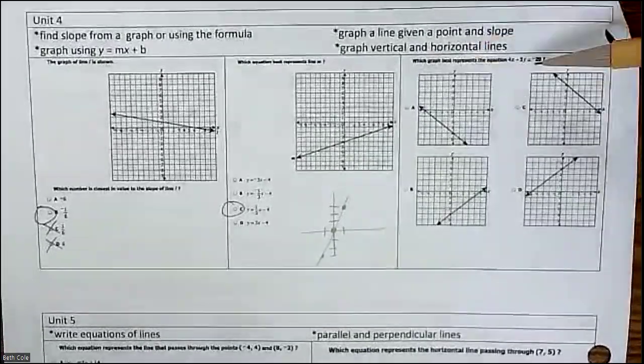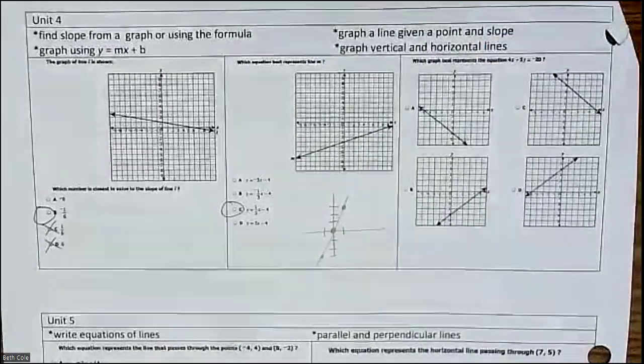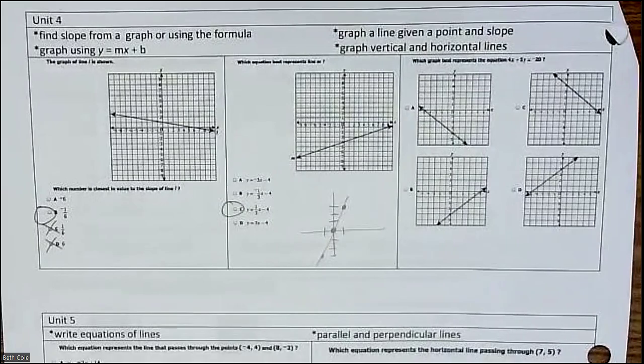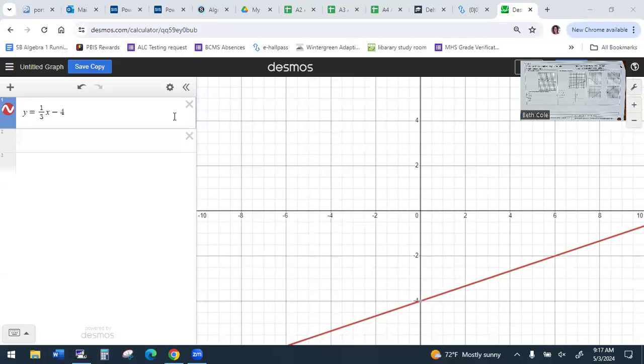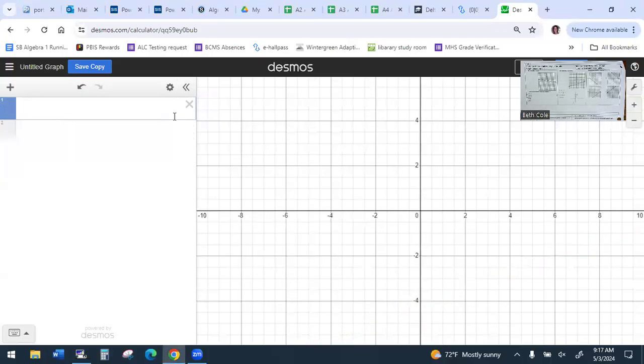All right. What graph represents this equation? Again, I'm going to type them in. And we're going to pick which one looks like that. Now, this one isn't in y equals mx plus b, so it's harder to tell. So it's 4x plus 5y equals -20. Which one, A, B, C, or D, looks like that?